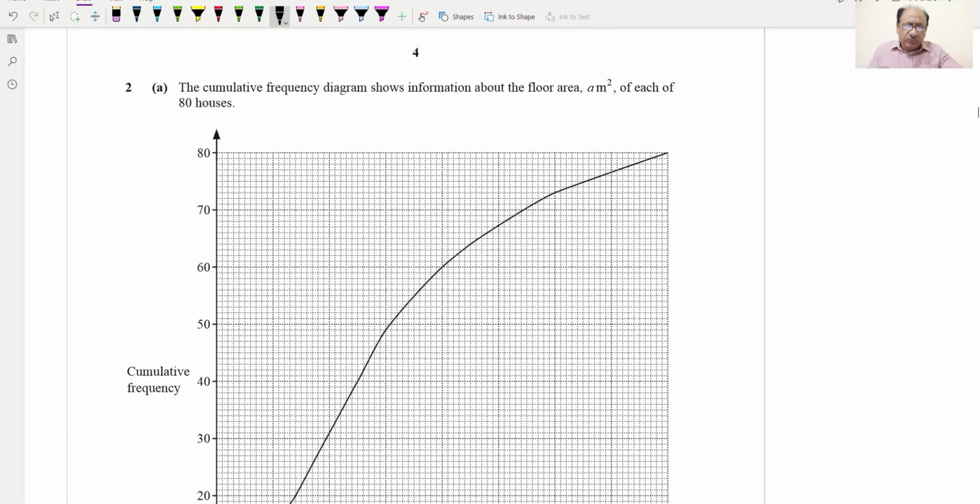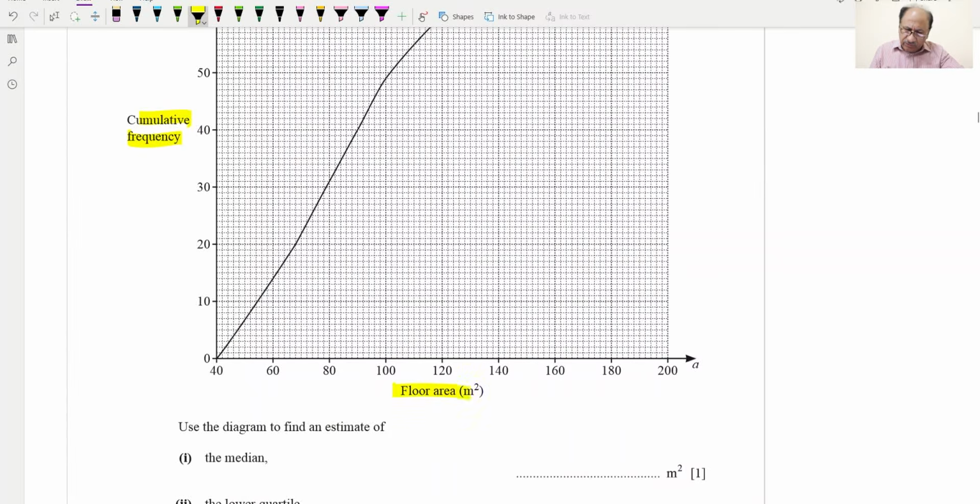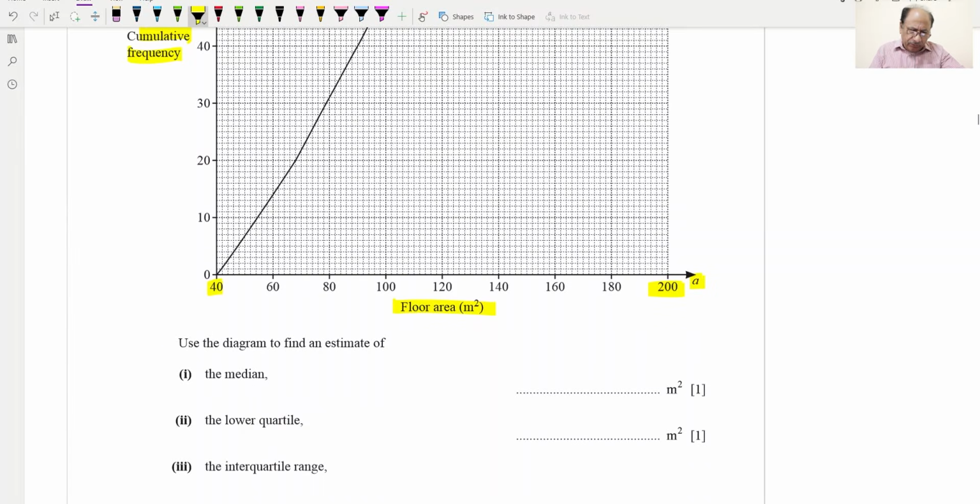Now we can move to question number 2. Question number 2 says the cumulative frequency diagram shows information about the floor area A meter square of each of 80 houses. This side is cumulative frequency up to 80, and this side is floor area starting from 40 to 200. The x-axis is A. Use the diagram to find the estimate of the median.